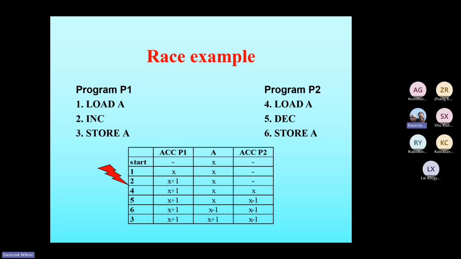We expected that those two programs would leave the same value as it was before. One of the programs increments, the other one decrements. But interruption in this moment causes the results to be not deterministic, because it can be X plus 1 or X minus 1 or simply X. Three possible results are in this example.